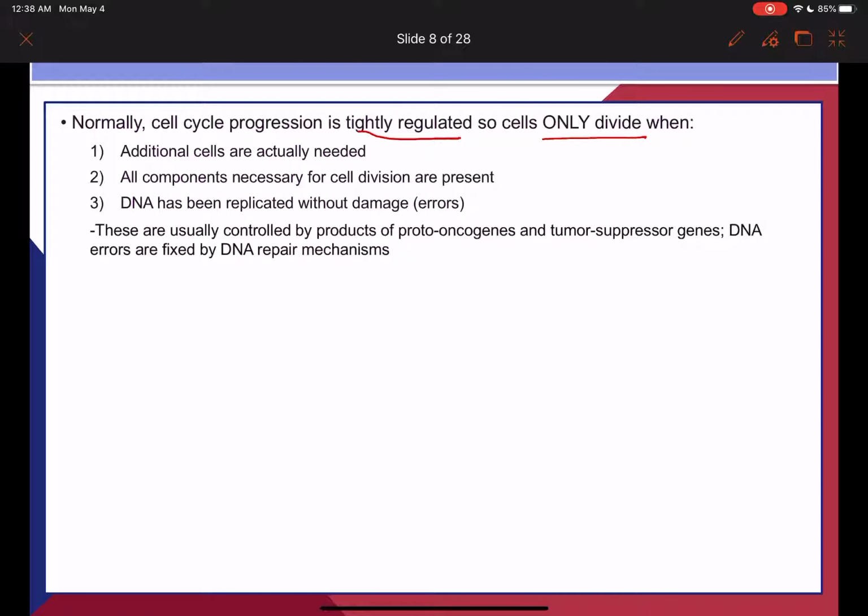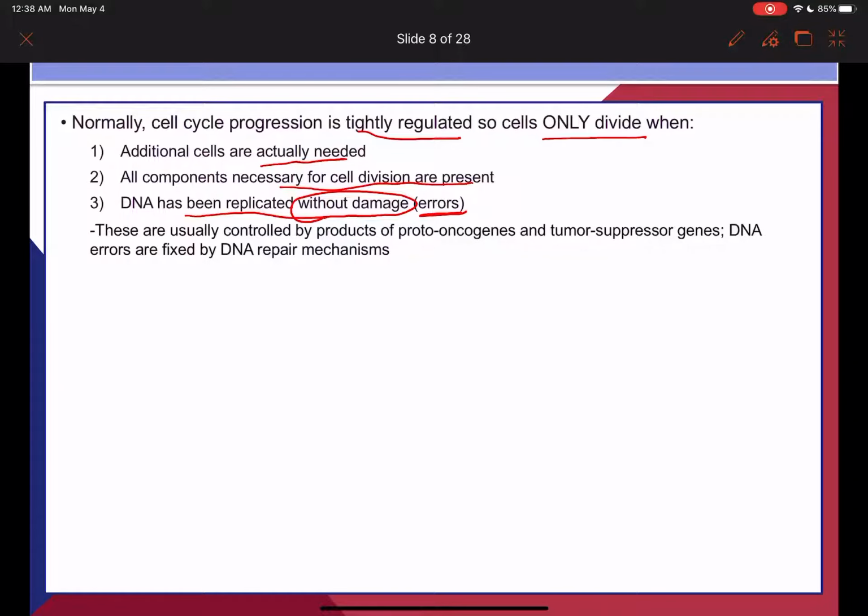Okay, cells will trigger cell division only when additional cells are actually needed, not anytime they want. When all components necessary for cell division are present, or when DNA has been replicated without damage, meaning no errors in the genome or any of the genes themselves, this is usually controlled by products of proto-oncogenes and tumor suppressor genes, okay?